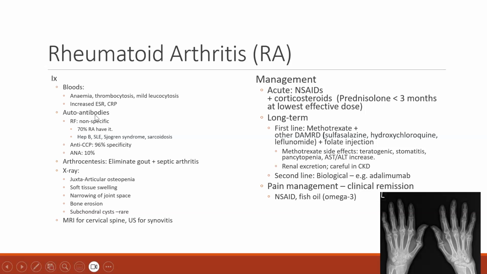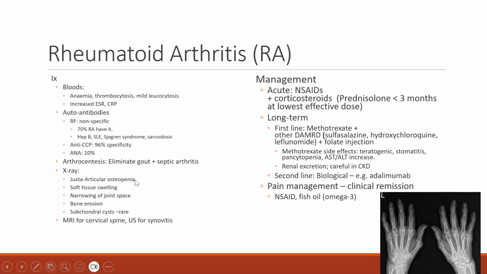The autoantibodies: as a rule in rheumatology, remember the antibodies, they're a big clue. Rheumatoid factor is not the most specific because only 70% might have it, and you can get rheumatoid factor in other conditions as well. Anti-CCP is the best one in rheumatoid arthritis, because 96% have it, and 10% will have ANA. Arthrocentesis is done to eliminate other causes like gout or septic arthritis.